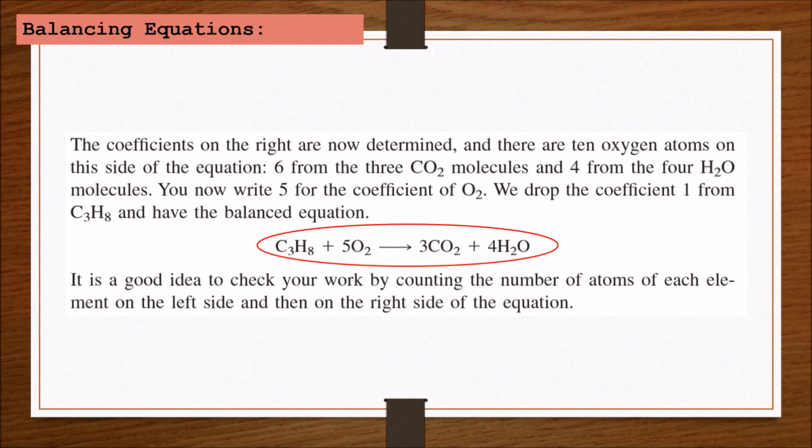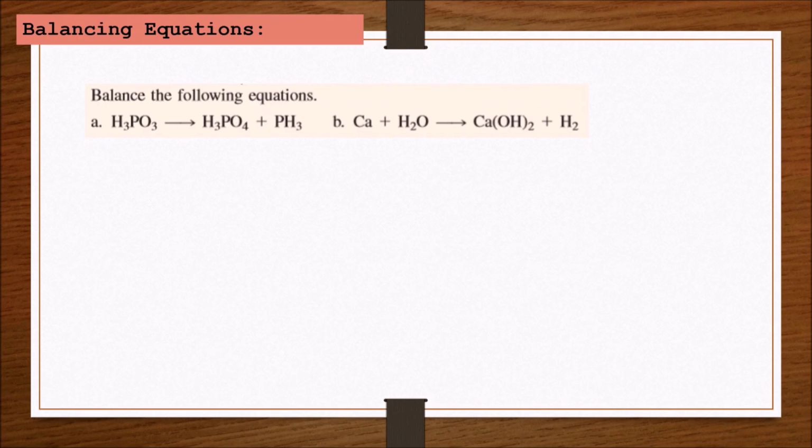It is also a good idea to check your work by counting the numbers of atoms of each element on the left side and then on the right side of the equation. This method that I have shown to you is what we call balancing by inspection. It is essentially a trial and error method. Okay, let's now have another example for balancing equations.